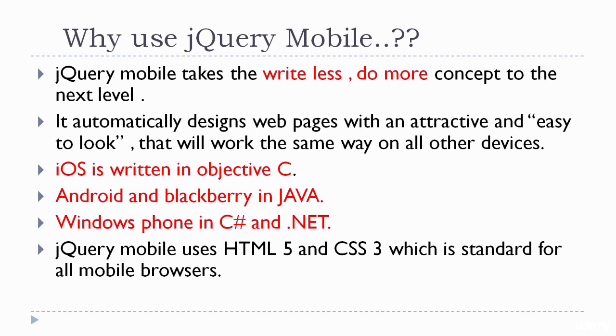Now, as you all know, iOS is written in Objective-C. You can also say that Android and BlackBerry are written in Java, and Windows Phone in C Sharp and .NET. So jQuery Mobile uses HTML5 and CSS3, which are standard for all mobile browsers. So you don't have to use or install any other programming language or software to run on this. It can be easily run on iOS, Android, BlackBerry and Windows Phone and many other operating systems.